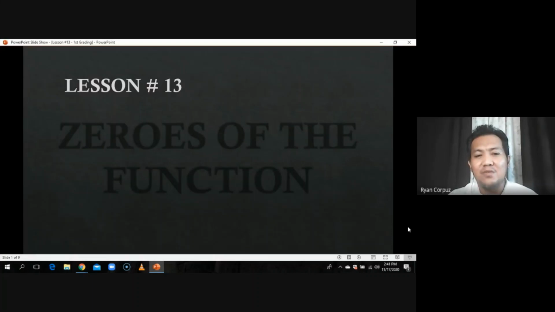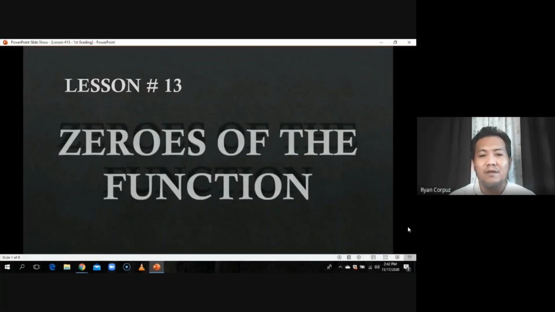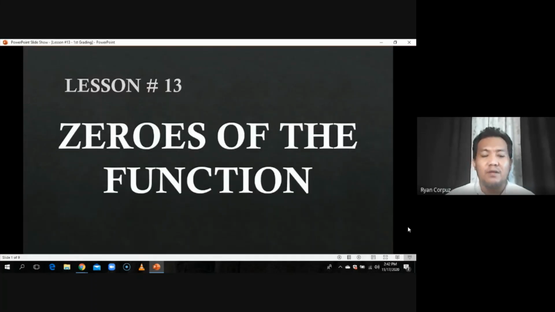So today we are going to discuss another lesson. For today's lesson, we are now on lesson number 13. Lesson number 13, as you can see, will focus on finding the zeros of the function. These zeros of the function that we are pertaining to are also what we call the x-intercepts.